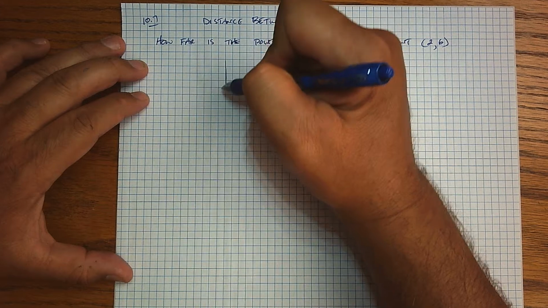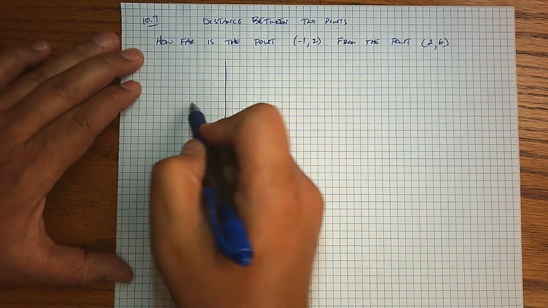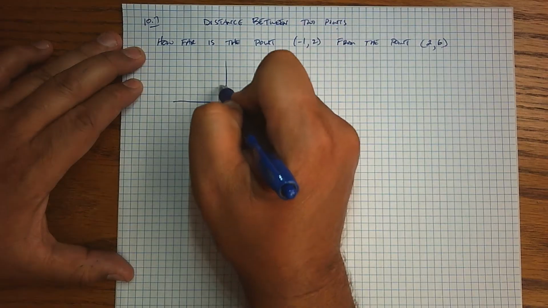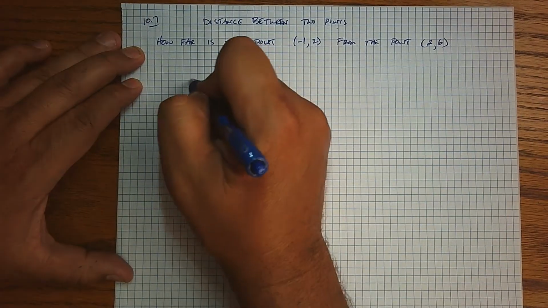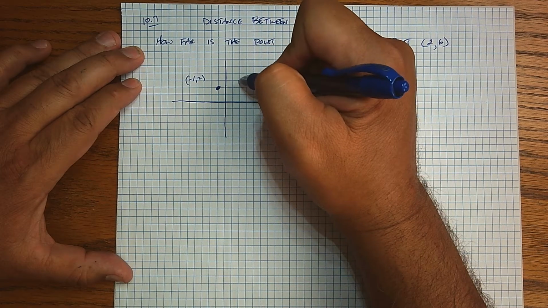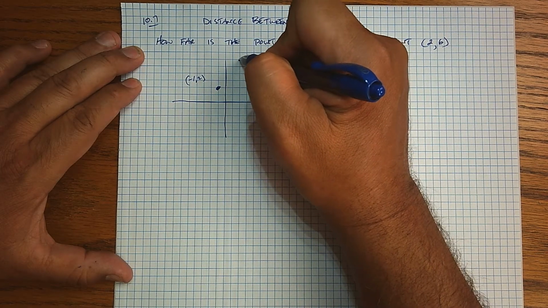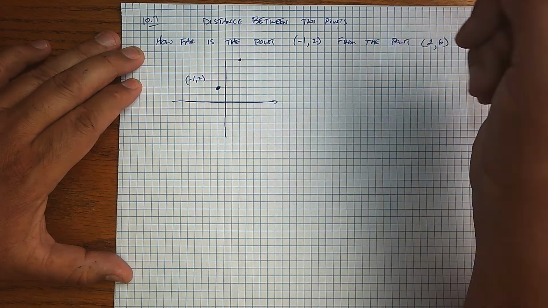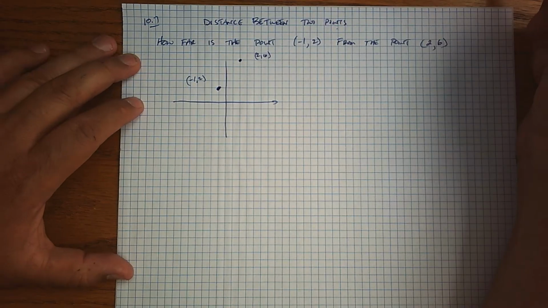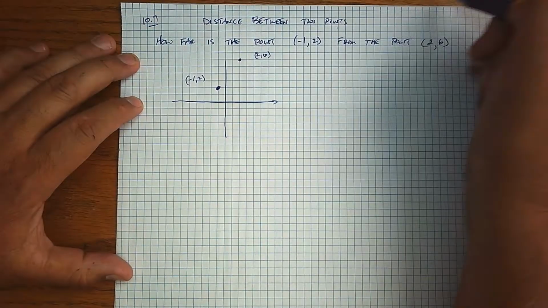So when I go to an xy grid, right, we're talking about -1, 2, so there's that point. And then we're talking about the point 2, 6: 1, 2, 3, 4, 5, 6. So there's that point, right? So 2 and 6. Alrighty? And so what we're asking for is the distance between the 2 points.